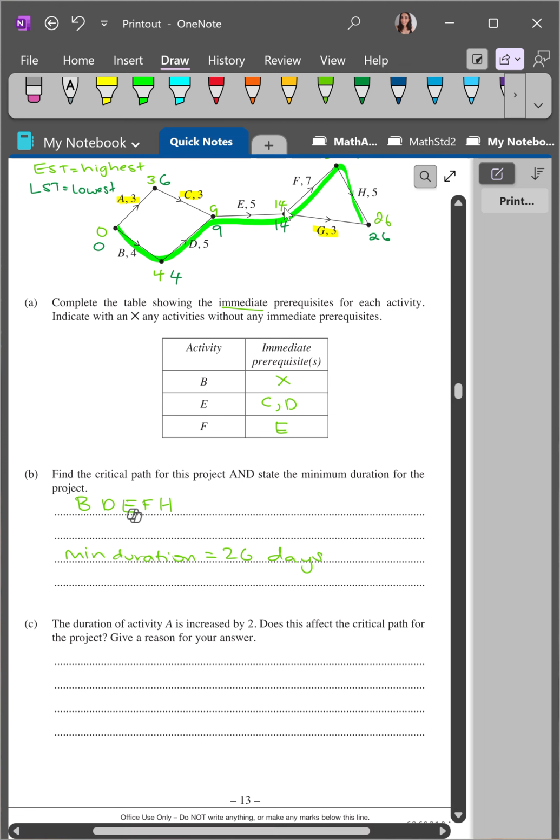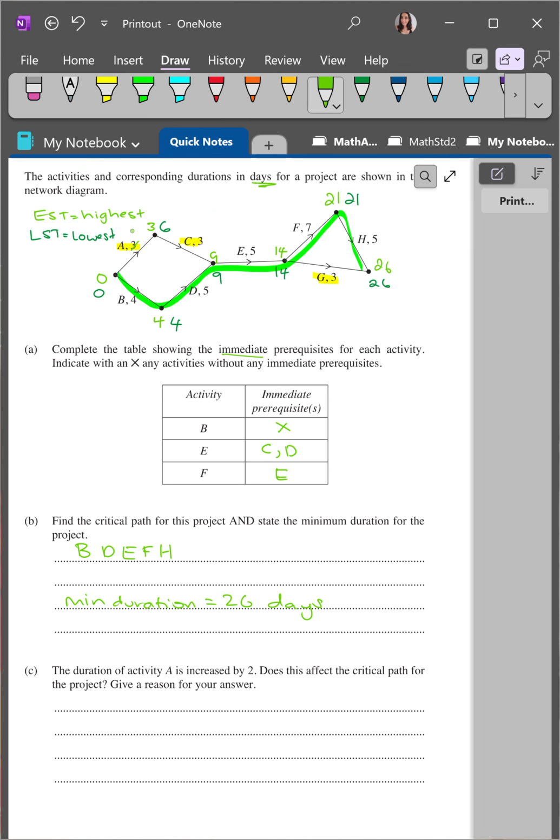So if we increase A by 2, that means that this is going to equal 5. I'll do that in a different color. This is going to equal 5. So if this was to be 5 and we went through the path AC, that means that will be 5 plus 3, which is 8. Now then, this EST would be 8. But it's currently 9, and with EST we always choose the highest. So in that case, we wouldn't choose the path AC over BD, and so the critical path will still stay as BD. So what we're going to write here is no.